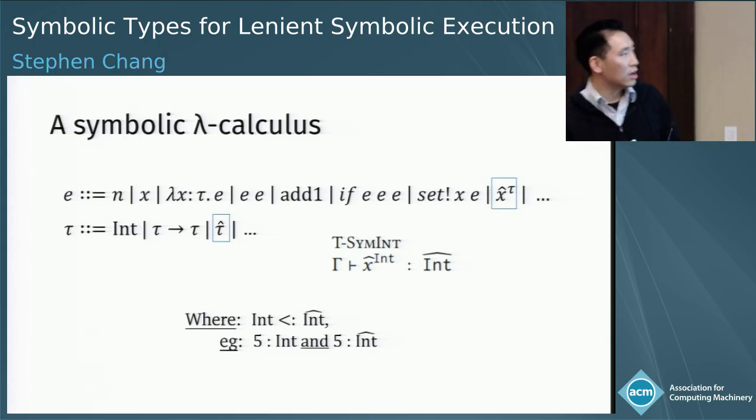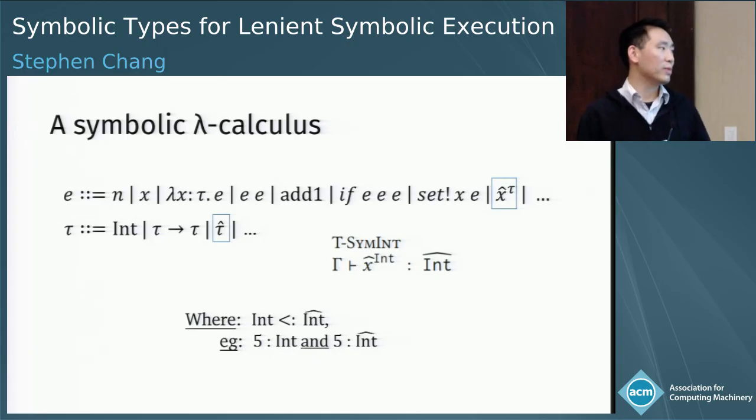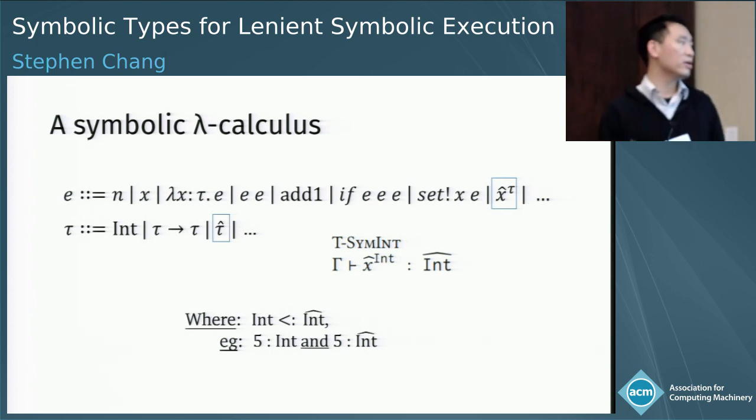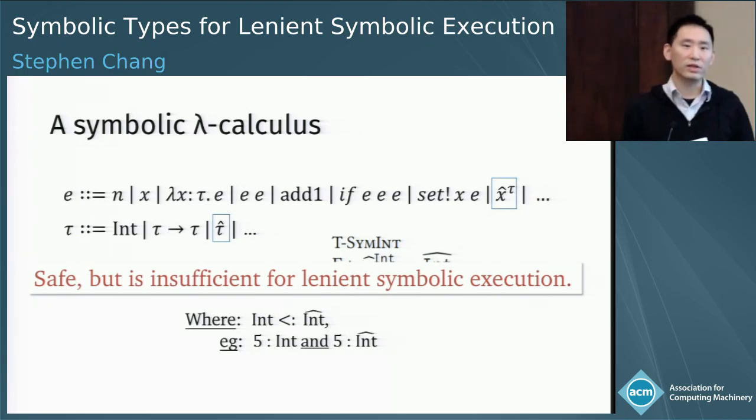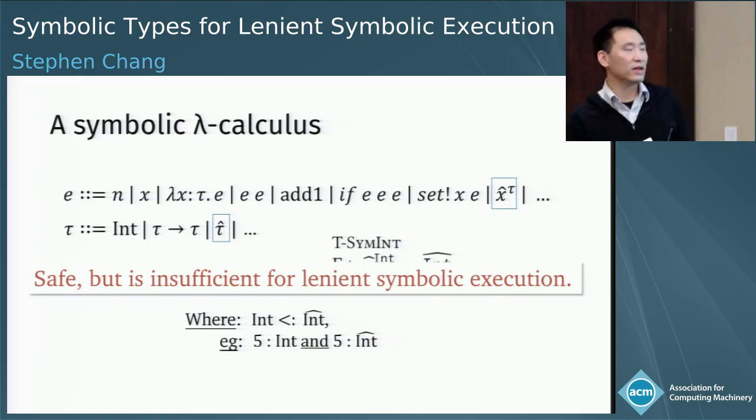I should note that the symbolic type actually represents possibly symbolic values, and so our calculus uses subtyping, includes standard subtyping rules, and so a concrete type such as int without the hat is a subtype of the possibly symbolic integers. And so a concrete value such as 5 can have either a concrete integer type without the hat or a symbolic integer type with the hat. So it turns out that just what you see here is good enough to make sure that symbolic values don't go to where they're not expected.